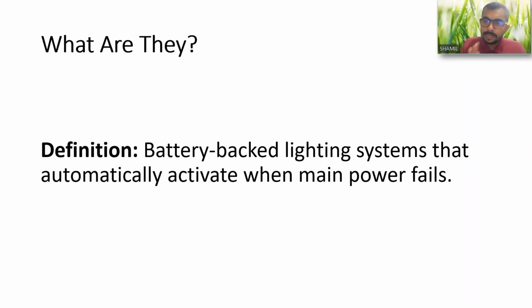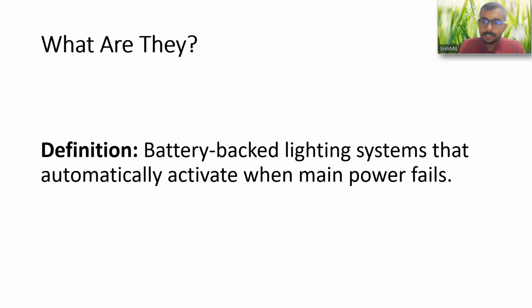So emergency and exit lights are basically battery backed lighting systems. Okay, they have a battery. The way they operate is whenever there's a power interruption or power failure inside the building, these emergency lighting systems or exit lighting systems will turn on automatically. The purpose of turning on automatically is to provide illumination for the occupants to escape from the building safely during the time of emergency. So that is why we have an emergency and exit lighting system installed in the building.